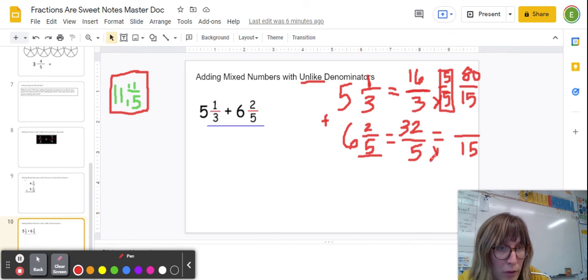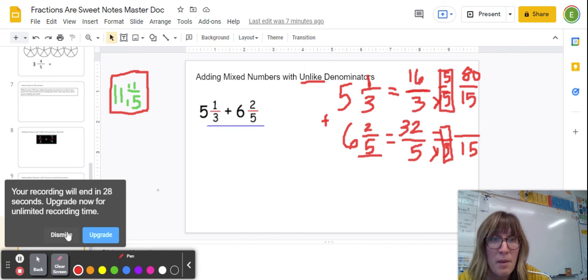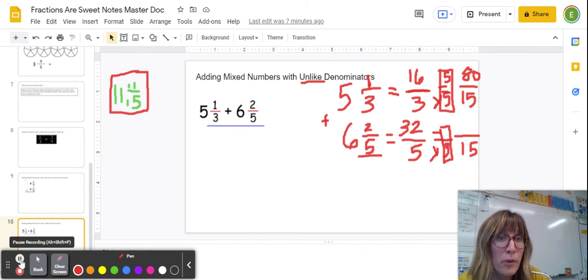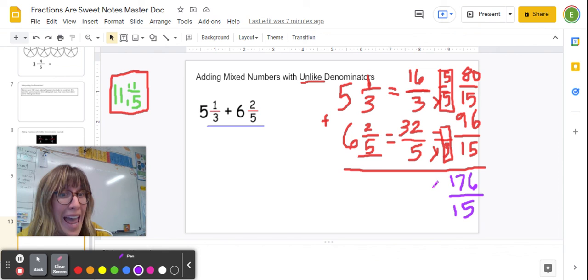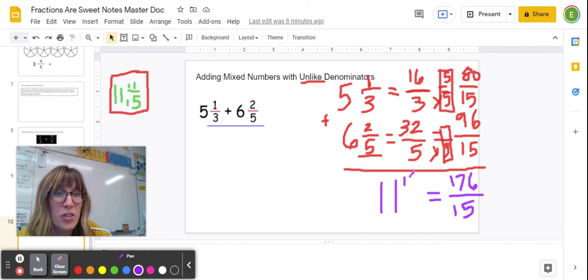Down here, we're going to use our 3 Diva again, because 5 times 3 gets us 15. Legal to do so long as we do the same thing on the top. So 32 times 3 gets us 96. When we add these together, 80 plus 96, our numerators, we get 176/15. Denominator stays the same. We need to convert it back to a mixed number, though, in order to compare and see if we get 11 and 11/15. We can pull 11 whole 15s out, and when we divide, we do end up having 11 left over.